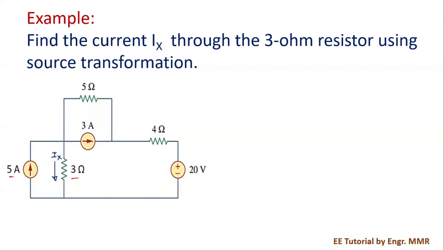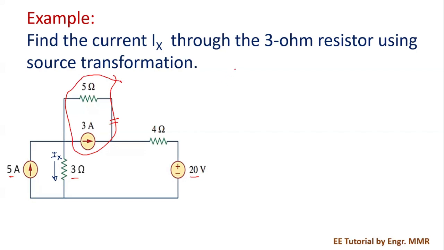Then we have the current source 3 amperes in parallel with the 5 ohms. So this is a current source. And then we have a voltage source here that is connected in series with the 4 ohms. So which of these two sources is to be transformed? If we look at the unknown Ix, it's better to transform this current source, because it seems more complex if we convert the voltage source to a current source. So we have to transform the current source to a voltage source.